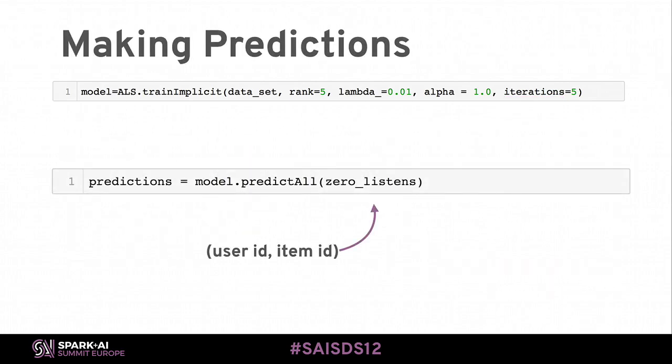Right, so now we've talked about building the model and training the parameters, but we need to be able to make some predictions. Again, that ALS class has got us covered. So there's this predict all function that takes in an RDD of user item pairs, and it returns a prediction under that model that you trained.